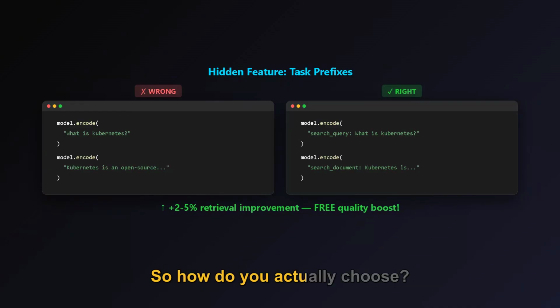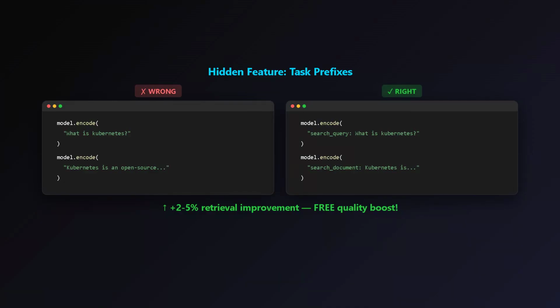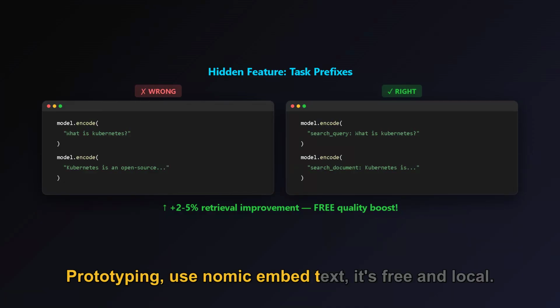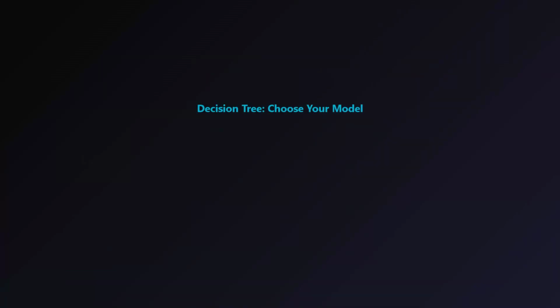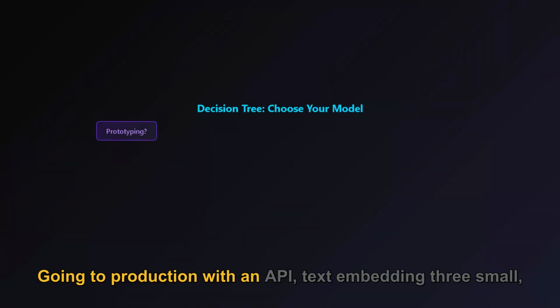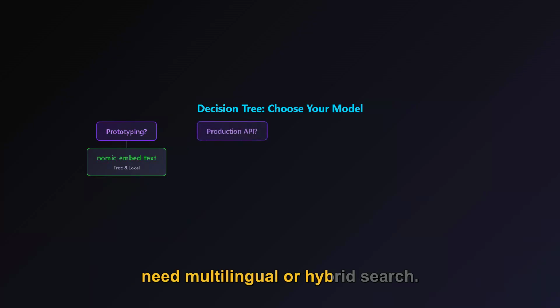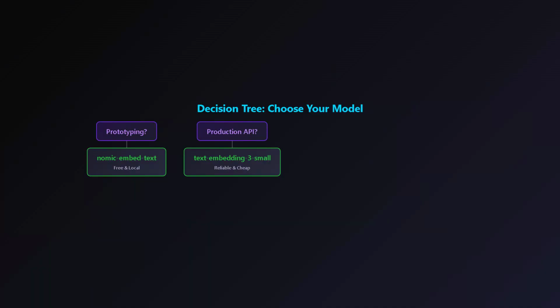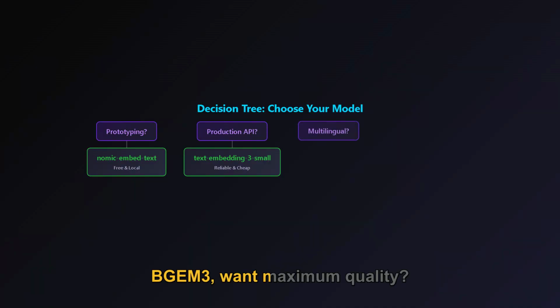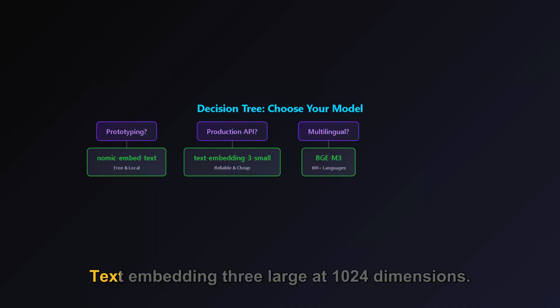So how do you actually choose? Here's my decision tree. Prototyping: use nomic-embed-text. It's free and local. Going to production with an API: Text Embedding 3 Small. Need multilingual or hybrid search: BGE M3. Want maximum quality: Text Embedding 3 Large at 1024 dimensions.